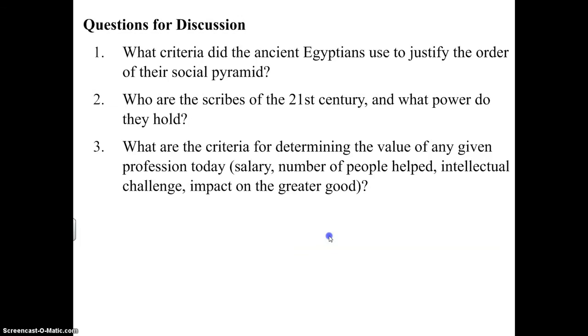What I'd like you to think about for Monday is what criteria did the ancient Egyptians use to justify the order of their social pyramid? Who are the scribes of the 21st century and what power did they hold? And what are the criteria for determining the value of any given profession today? Salary, number of people helped, intellectual challenge, impact on the greater good.